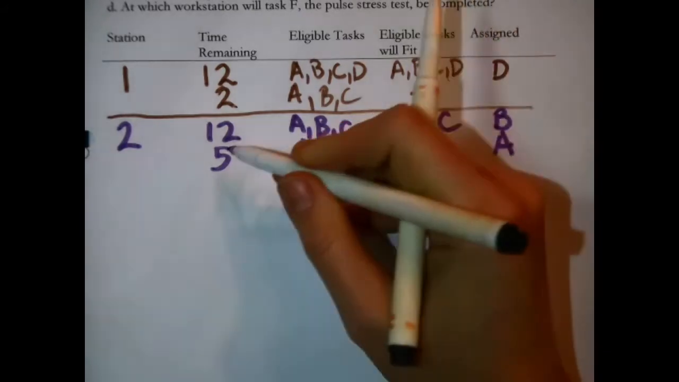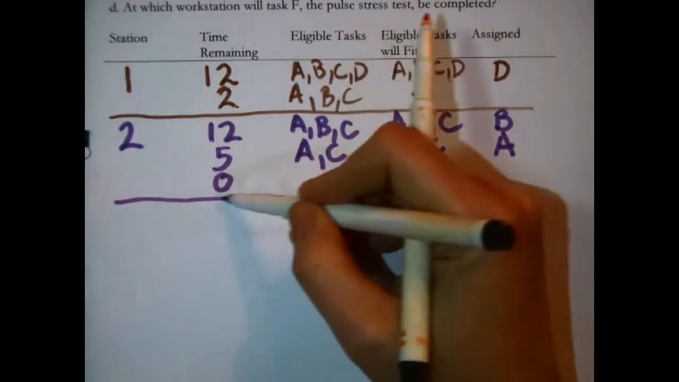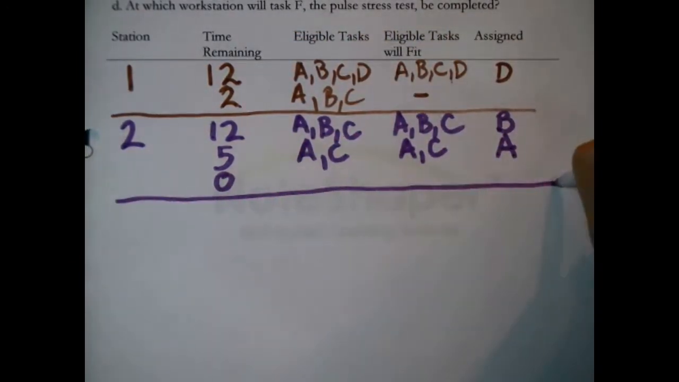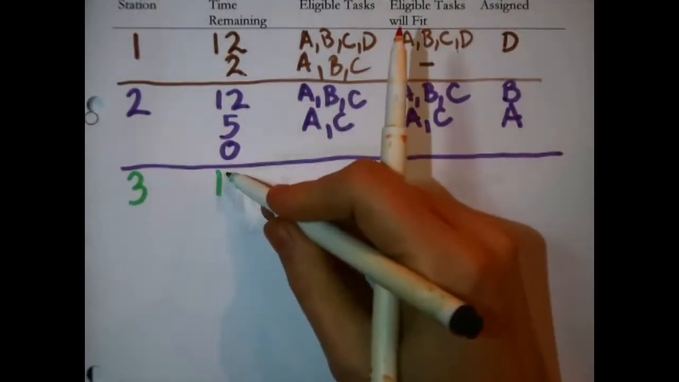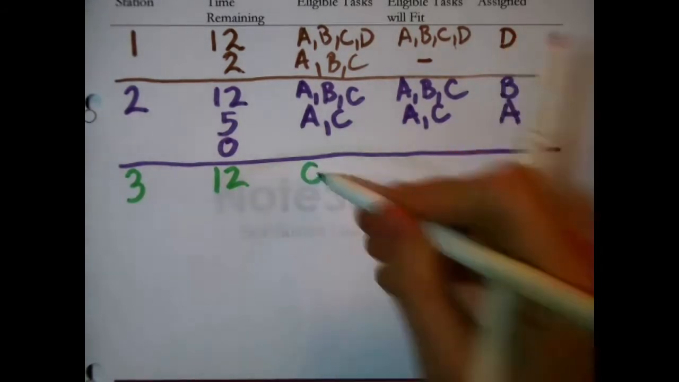Great. Now 5 minus 5, that means we're out of time at this station, which is actually perfect. It has exactly 12 minutes worth of work for every 12 minutes that it's given. So we close that station. Open up a fresh station. Now, at the fresh station, there's 12 minutes remaining, and we're still trying to find a home for C.